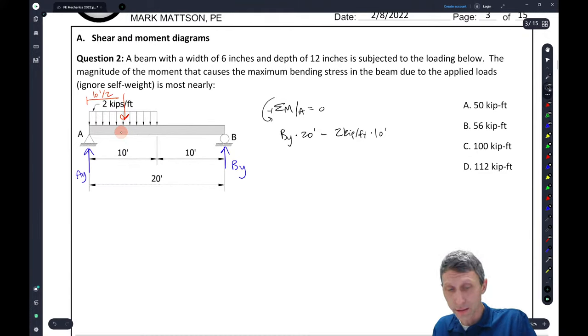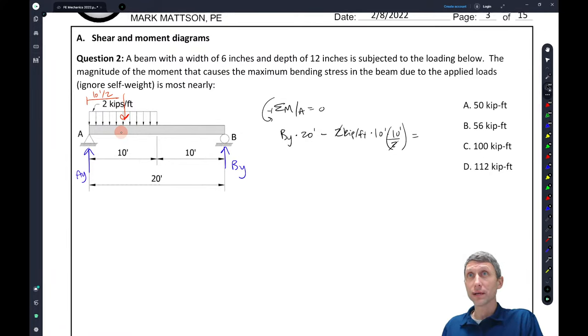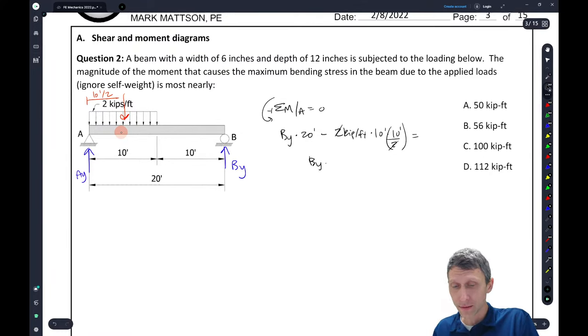So I can square the 10 divided by 2. But we have the moment arm here, and that's going to work. So this one actually works out pretty easy. I can do the math more or less in my head, but if I cross out the 2s, I get BY times 20 equals 100 kip feet. So I get BY equal to what? 5 kips.